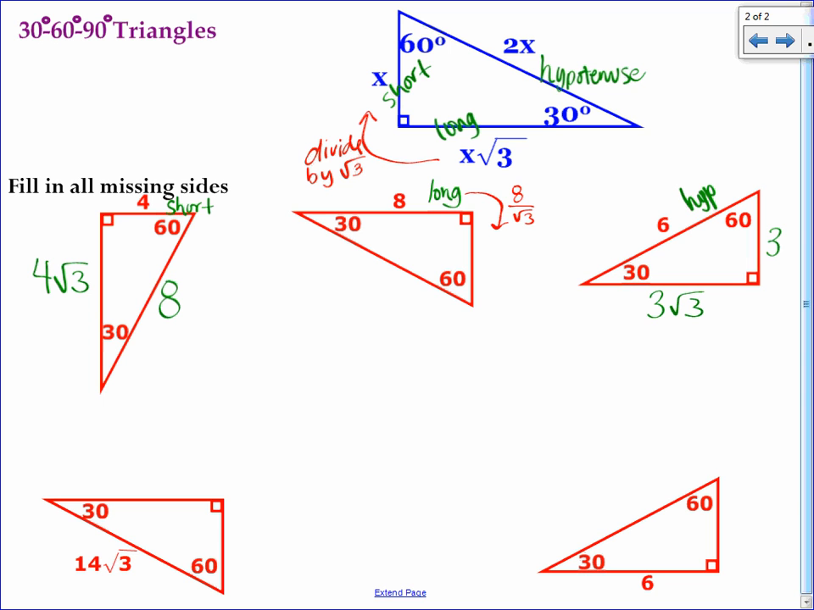We can't have roots on the bottom, right? So thinking back to the last slide, how did we get rid of the root? So we're going to multiply by root what? 3. Okay, well, if we simplify that, what's on the top? 8 root 3 over 3. How do we get 3? Because it's really square root of 9 when you multiply them, right? Square root of 3 times square root of 3 is 9. Square root of 9 is 3. Okay, well that goes here. 8 root 3 over 3.